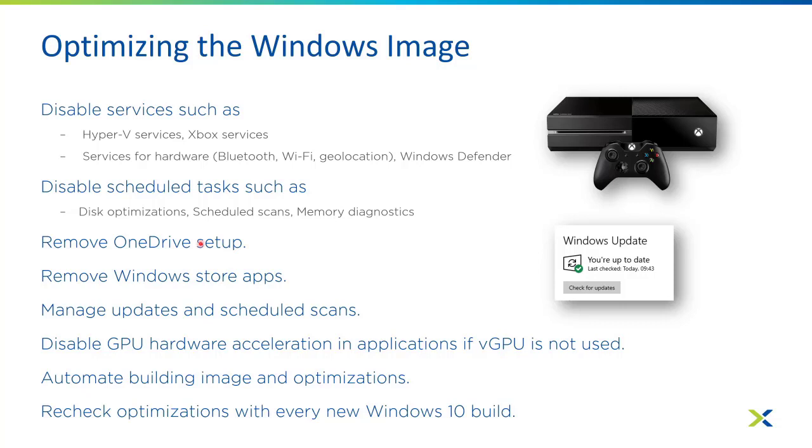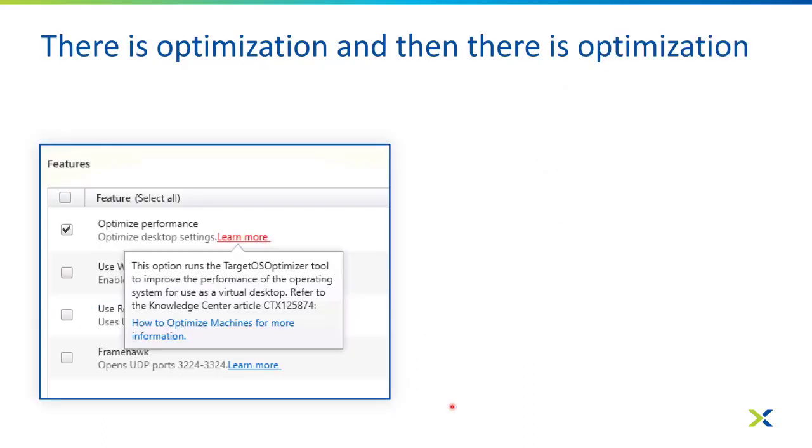GPU acceleration. So if we're not using applications, or if those applications don't use vGPU, we can disable those bits, those pieces. And then one thing that's often forgotten is to automate that image building process, but also to reapply those optimizations. If you build an image today on version 1, you then update to version 2 of Windows or whatever, or version 3 of your applications, we then need to reapply that optimization. So again, recheck that optimization with every Windows build. I'll show you a couple of graphs later on why that becomes important.